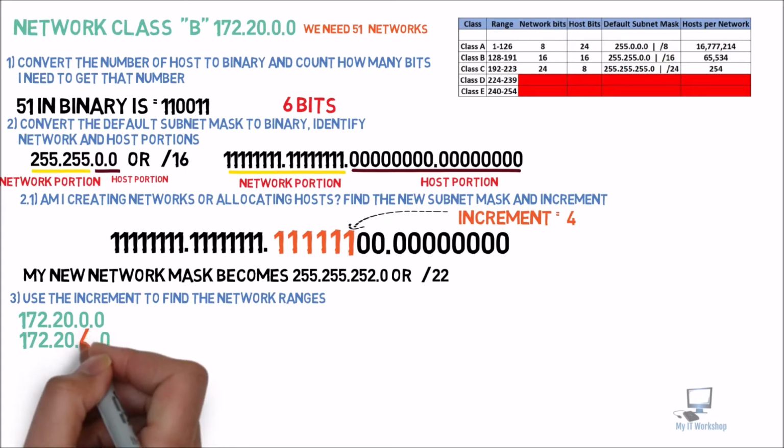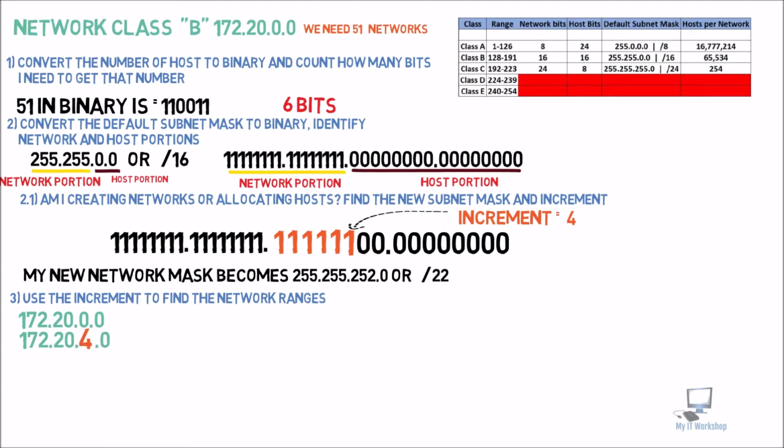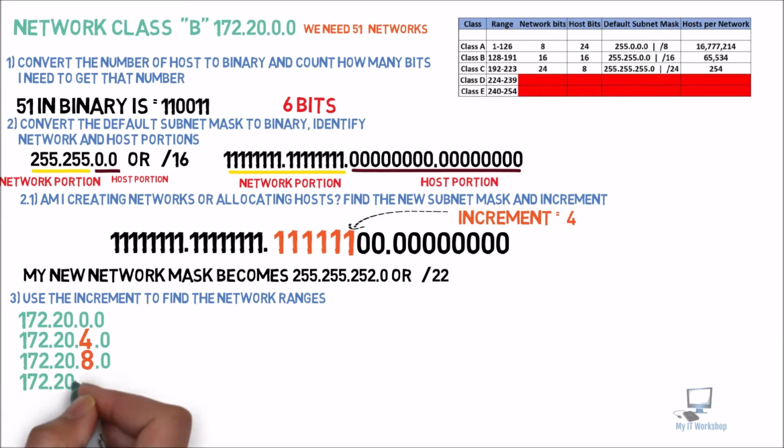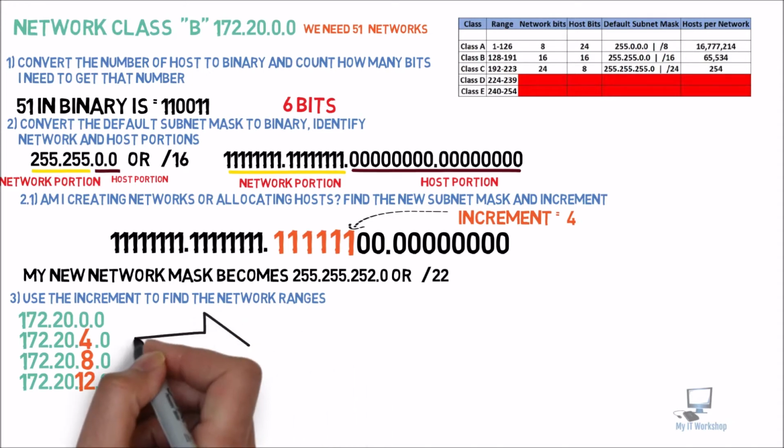If my increment is 4, we're going to start adding 4. The next one is going to be 172.20.4.0, then 172.20.8.0, and the next one is going to be 172.20.12.0. Those are my network IDs. I cannot use them. I cannot assign them to a computer or a server or any device in my network.